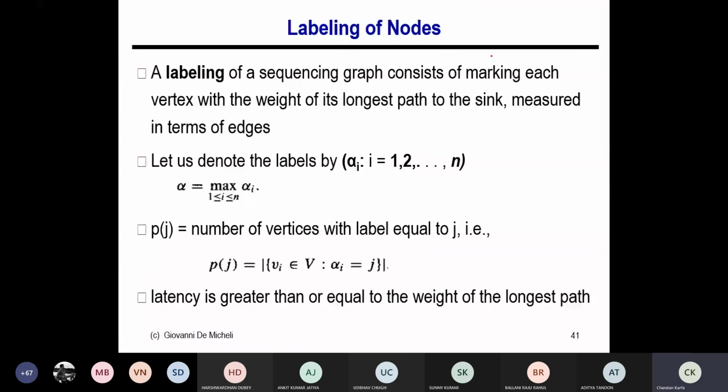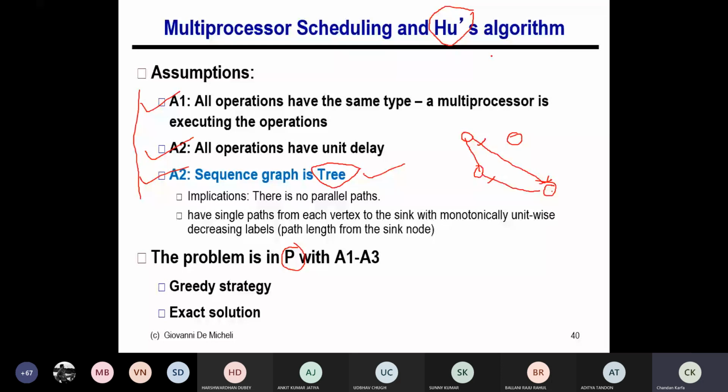So we have to keep in mind these three assumptions all the time: that our operations are of a single type, a multiprocessor is executing them, all operations have a unit delay, and the sequence graph is a tree. Okay.